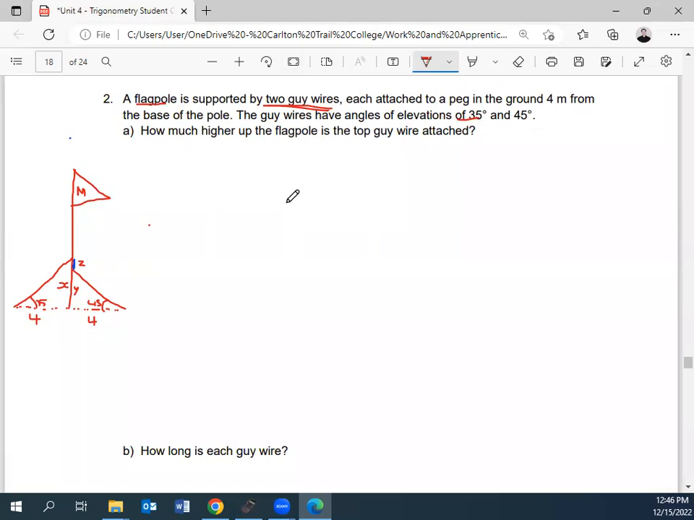Okay, so cool. I figured out what I need to do, and I can start with either side. So I'm just going to start with the left part of it. I'm going to start with the left wire.